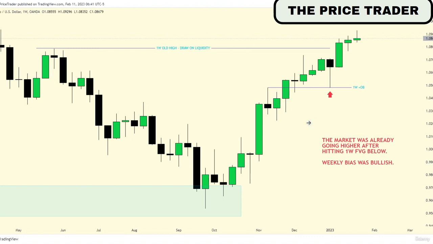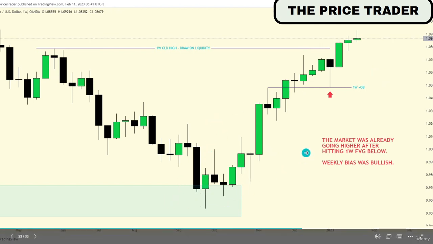Looking at an example, we had a weekly order block here that was hit. So this is the order block I'm outlining. So the market had this buy side liquidity, so from hitting this point, this candlestick had not formed. So we still had that buy side liquidity as a point where the market may draw towards. We also had this high here that was a potential target. So the market was already going higher after hitting this imbalance down here. So the weekly bias was bullish.